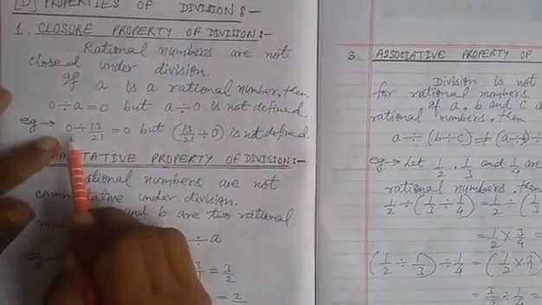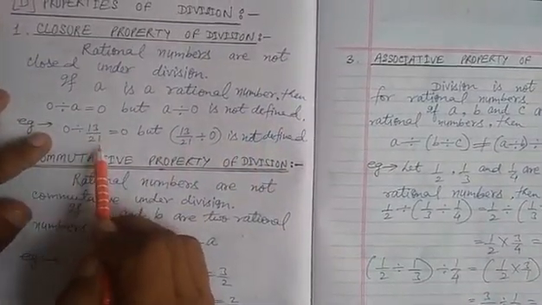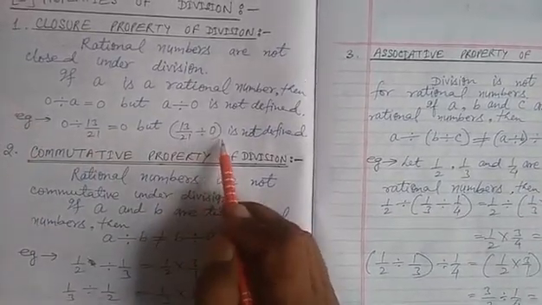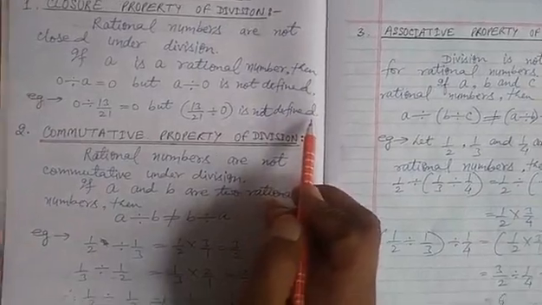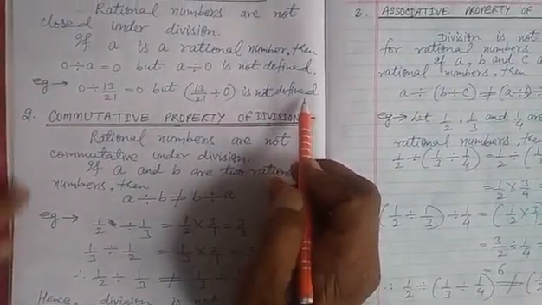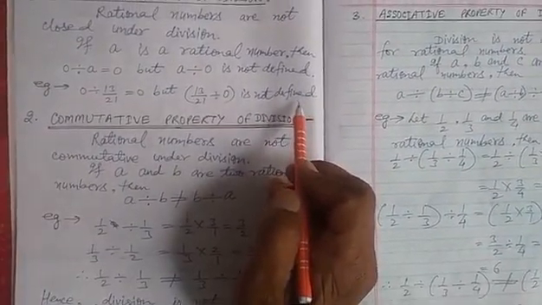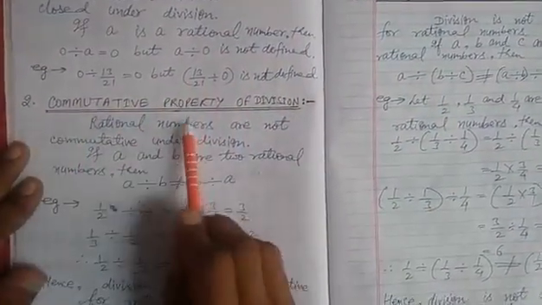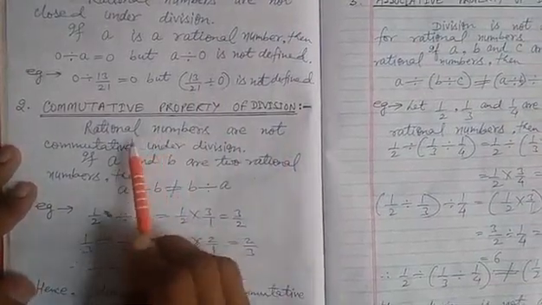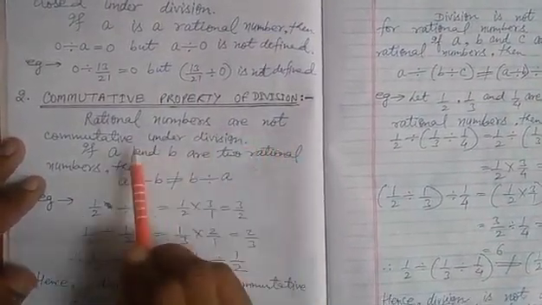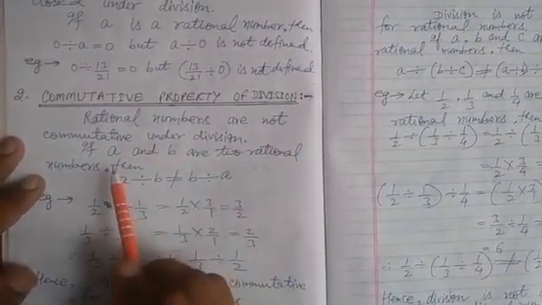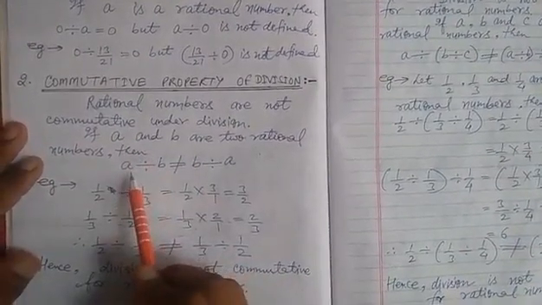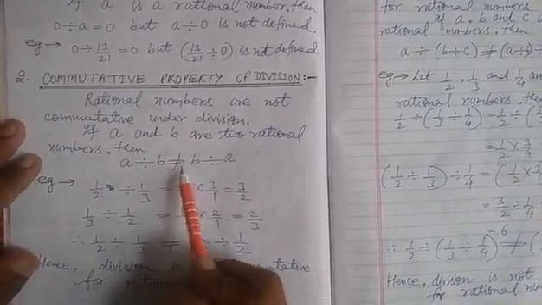For example, 0 divided by 13 upon 21 is equal to 0. But 13 upon 21 divided by 0 is not defined. Hence, rational numbers are not closed under division. Second property is commutative property of division. Rational numbers are not commutative under division.